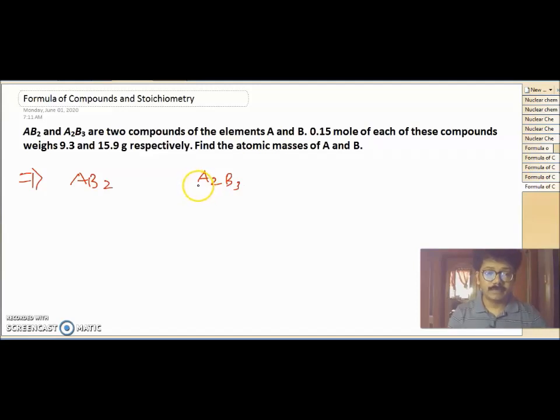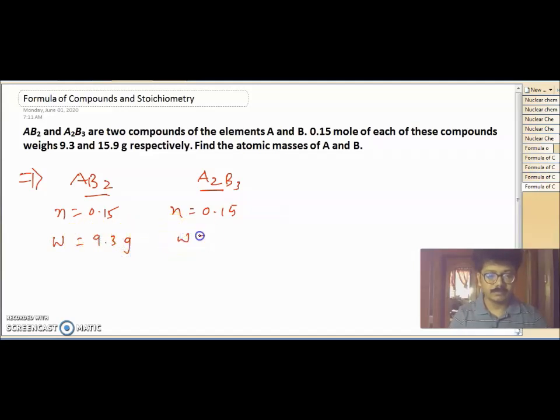So when they combine with one another in different ratios, they give two compounds: this one and this one. 0.15 mole of each of these compounds has a given weight. So the number of moles is 0.15 here, and here also the number of moles is 0.15. Their masses are 9.3 gram, and here the mass is 15.9 gram.